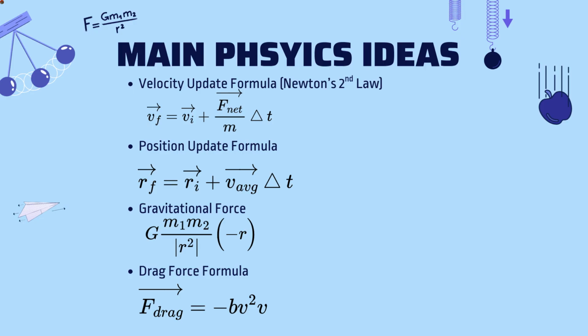So the main physics ideas for this lab were identified to be four things. Firstly, Newton's second law with the velocity update formula, position update formula, gravitational force, and also drag force formula. Especially as we were comparing the graphs, one with gravity and the second one with gravity and drag, the drag force formula was a very pivotal formula for this lab.